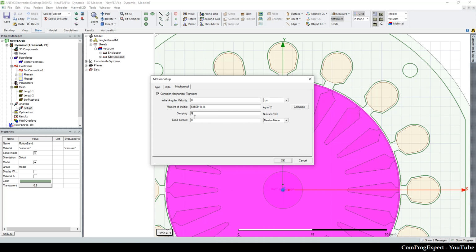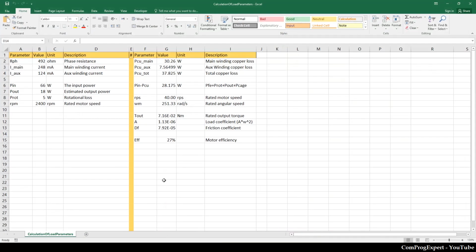What is the value of damping coefficient and how we can calculate that? I prepared this Excel file before, and you can see here we have some inputs and some outputs here. So now I am going to explain to you how we can calculate the friction coefficient.